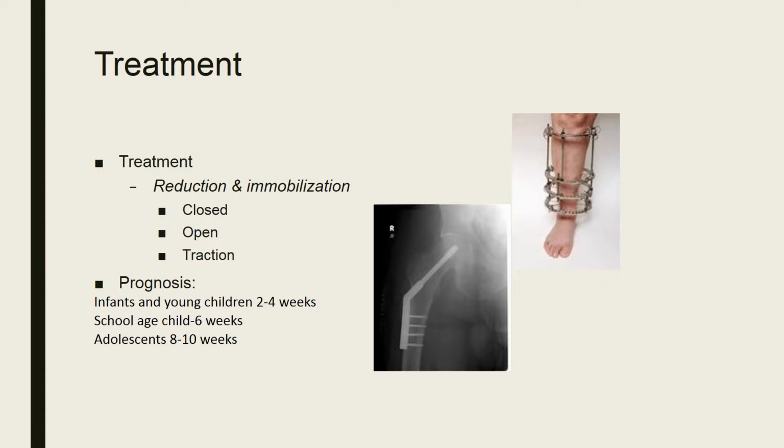Prognosis for fractures. They say that infants and young children simply take 2 to 4 weeks to heal. Again, those bones are very soft at that age and a little bit more pliable, so they don't take as long to heal. School-age children, they're saying, a fracture heals within 6 weeks. Adolescents, they sometimes say a fracture is between 8 to 10 weeks.